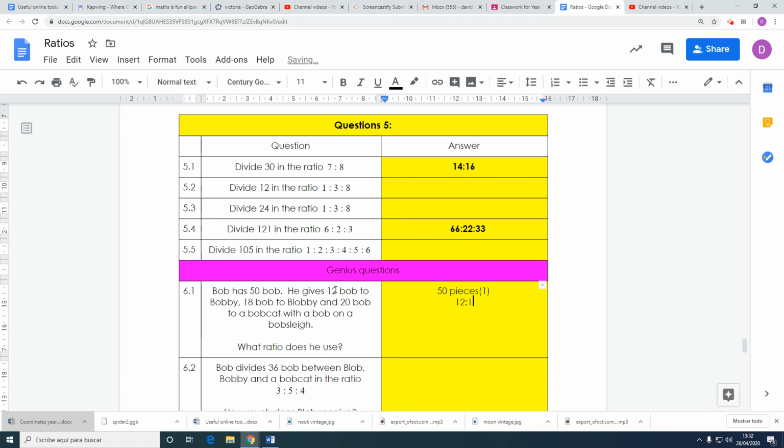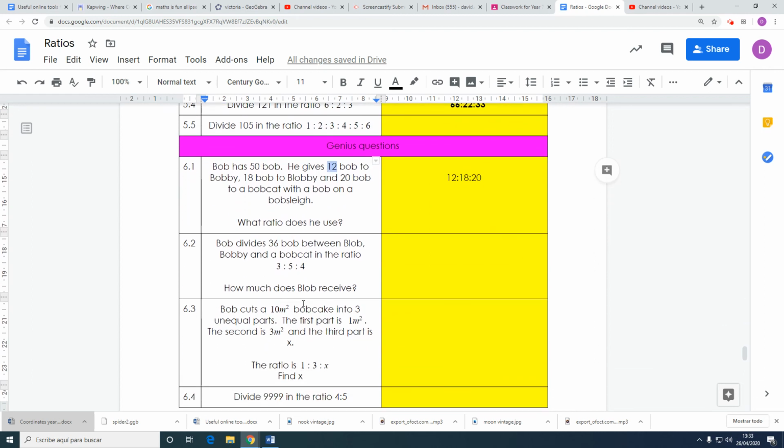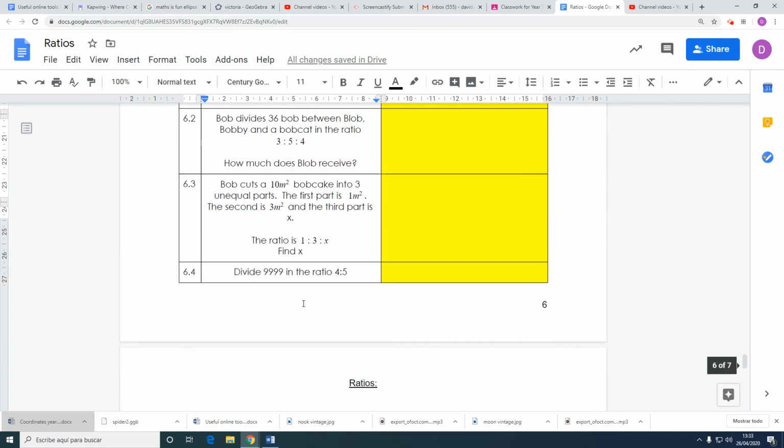So that means it's a simple 12 pieces go to Bobby, and each piece is size 1. 18 go to Blobby, and 20 goes to the bobcat with a bob on a bobsleigh. That's it. So you just imagine the whole circle is 50, and then you think, how many pieces do I need? I need to give 12 pieces to him, 18 to him, and 20 to him. So 12 plus 18 plus 20 is 50. So that means it's just the same numbers because each piece is one big. That's all it is for that.